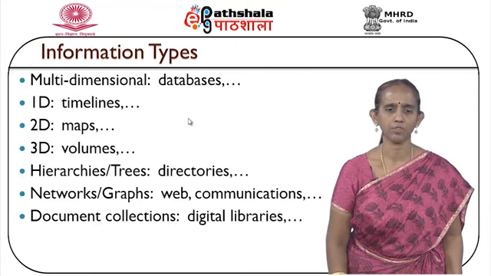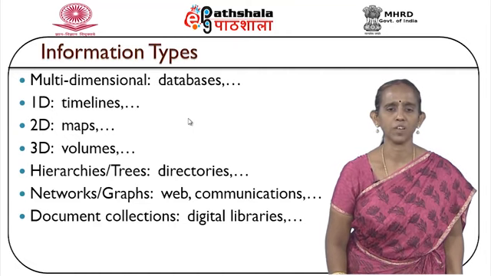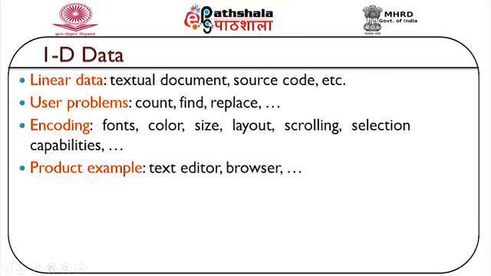For networks and graphs, it is web and communications. For document collections, we have digital libraries as an example, and for the multidimensional information type, we have multidimensional data sets. So let us look at each and every data type in detail.